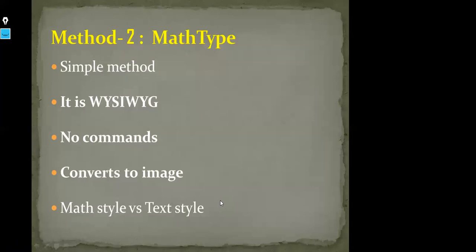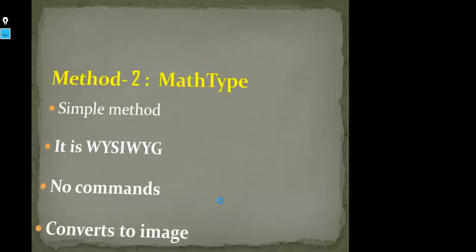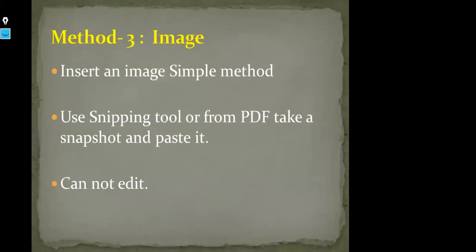So the third method that we have is one of the simplest methods, so I kept it at the last. Yes, we can insert an image. This is a simple method, works on both Moodle and Google Form also. On Google Form also you can insert the images. But the problem with this method is you cannot edit the equation directly at that same place. You have to again create a new image and then you have to again insert that. That is the problem.